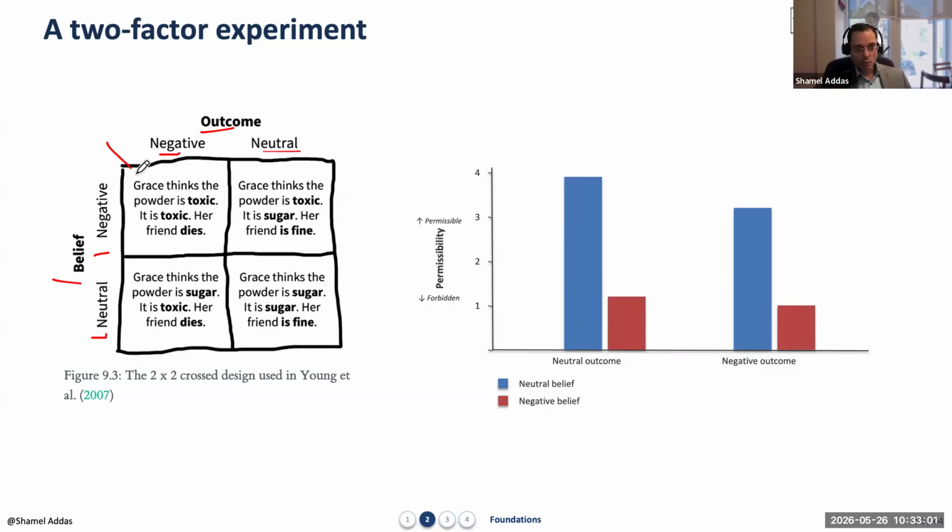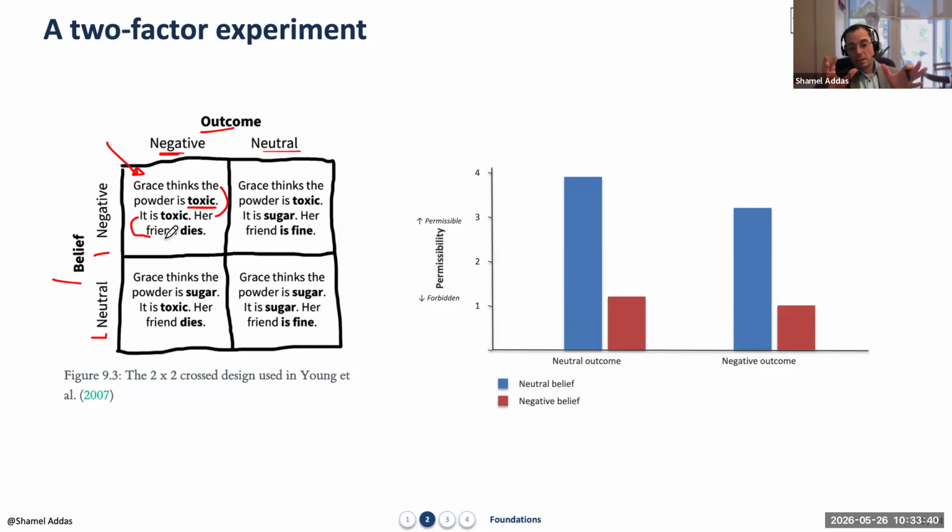So if you're assigned to this group, the belief is negative and the outcome is negative, you will read this scenario. You would say, Grace thinks that the powder is toxic, and it is toxic, and her friend dies, okay? So the belief here is negative, because Grace, who's the main actor in this case, thinks that the powder is toxic, and it is actually toxic, and then her friend dies, right? So the belief is negative because she thinks it's toxic, and the outcome is negative because it's in fact toxic and the friend dies, okay? So that's the manipulation. That's what you hear.